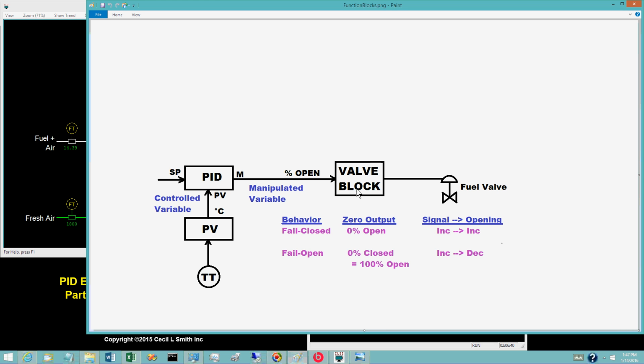Including this configuration parameter in the valve block provides a major benefit. The input to the valve block can always be % open, regardless of the failure behavior of the valve. The valve block converts the input in % open to whatever signal is required by the final control element.